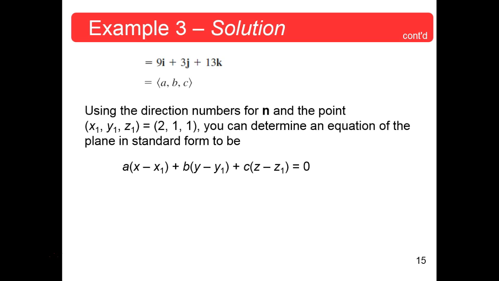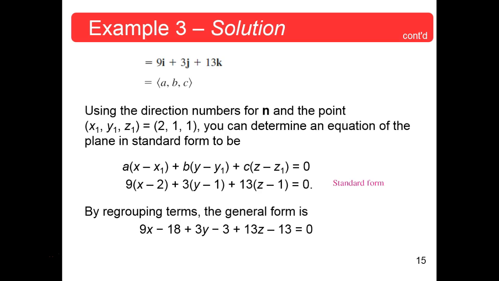Using those direction numbers for n and the point x1, y1, z1, did we use 2, 1, 1? I think we did. So we did do a lot of the same thing that they did. You can determine the equation of the plane, standard form, to be 9x minus 18 plus 3y minus 3 plus 13z minus 13, and add those together, you get, well, there they did it for us.